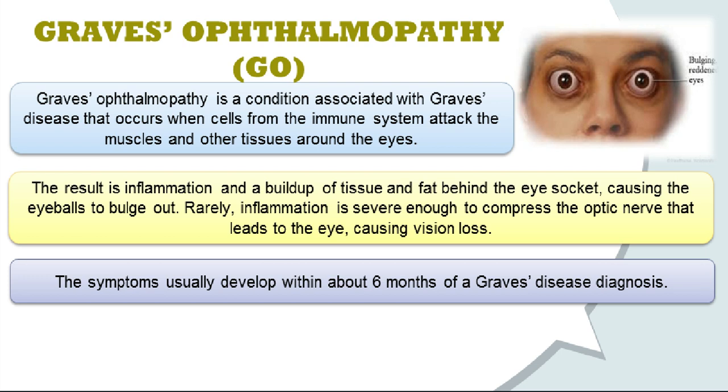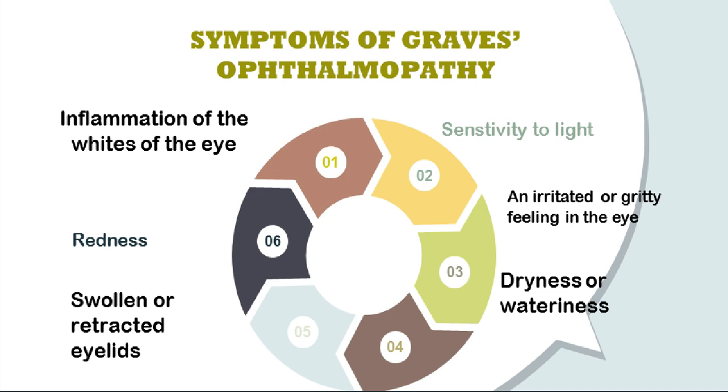About 25 to 30% of people with Graves' disease develop mild GO, and 2 to 5% develop severe GO. This eye condition usually lasts 1 to 2 years and often improves on its own. GO can occur before, at the same time as, or after other symptoms of hyperthyroidism develop, and may even occur in people whose thyroid function is normal. The symptoms usually develop within 6 months of diagnosis of Graves' disease.